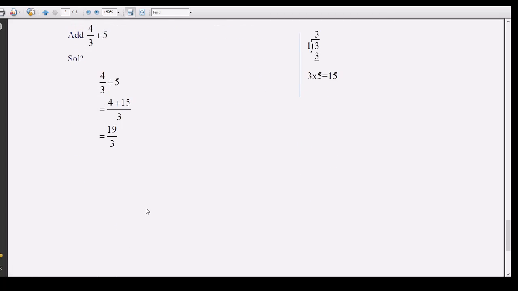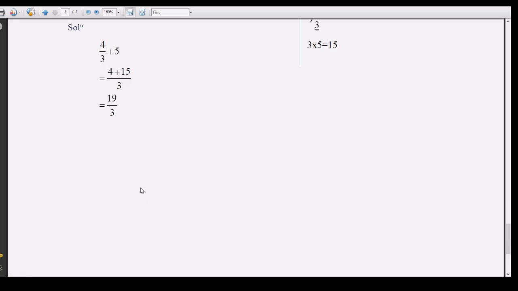Clear? Okay, for this class we'll stop here and we'll continue on this basic of arithmetic in our next class.